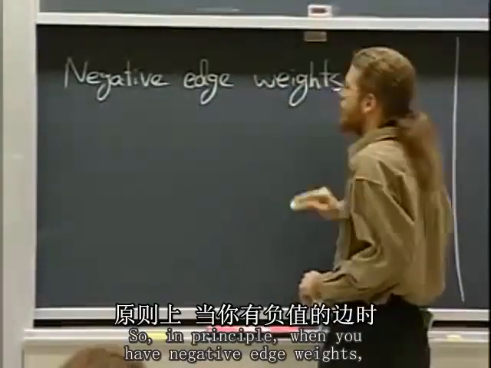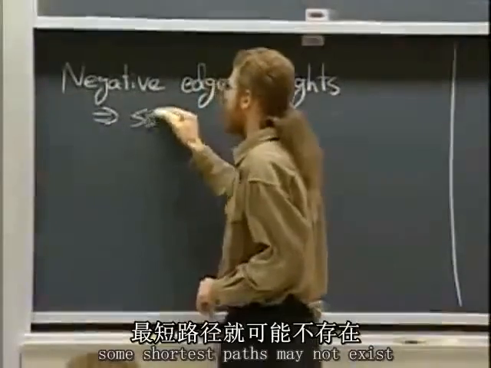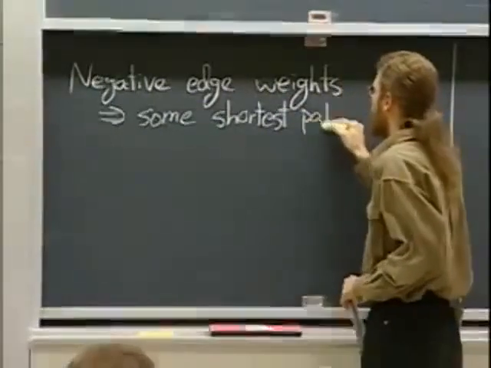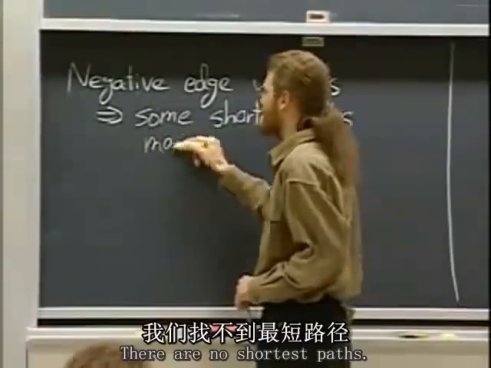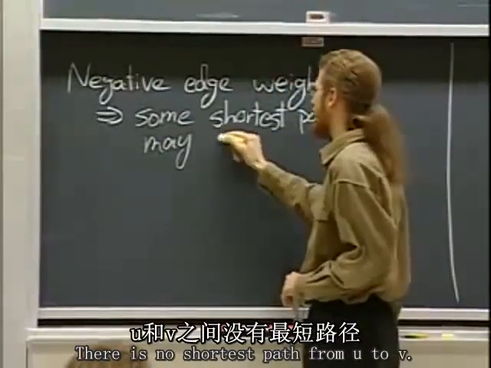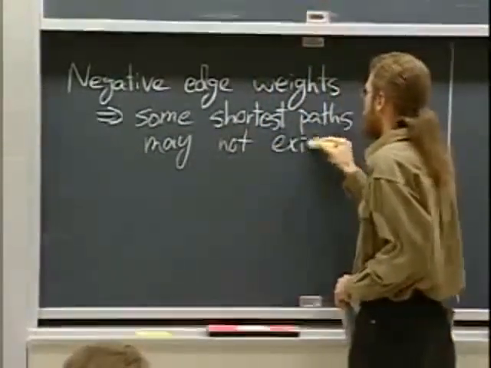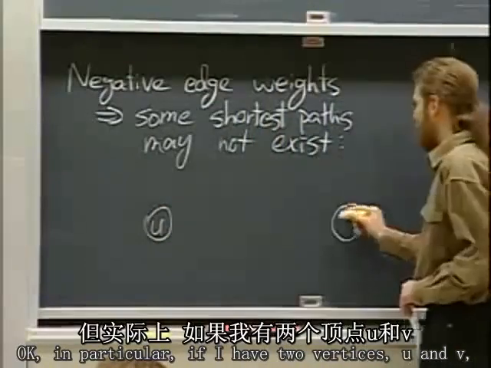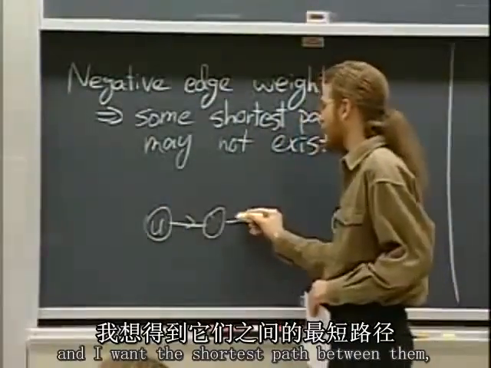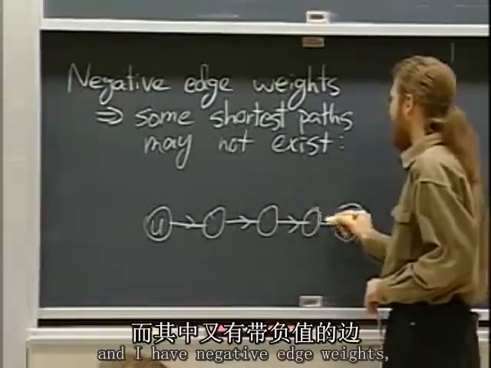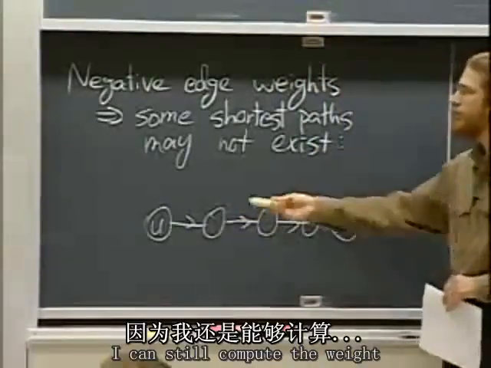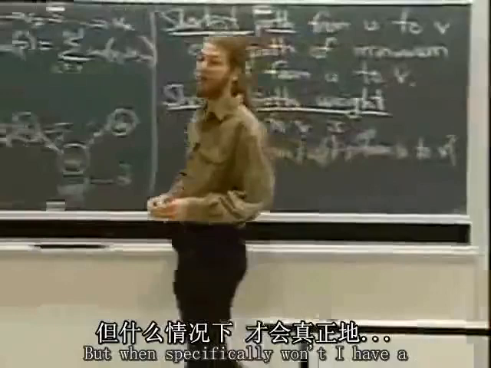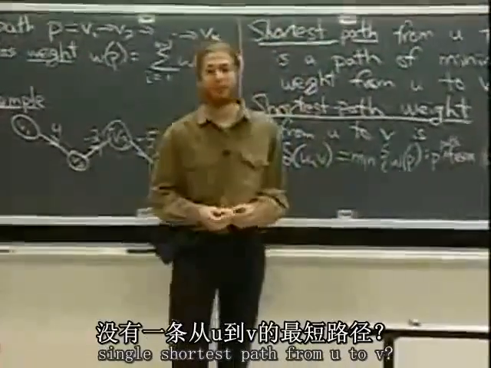So in principle, when you have negative edge weights, some shortest paths may not exist, in the sense that there is no shortest path from U to V. In particular, if I have 2 vertices U and V, and I want the shortest path between them, and I have negative edge weights, well, this is fine. I can still compute the weight of a path that has negative weights, but when specifically won't I have a single shortest path from U to V?